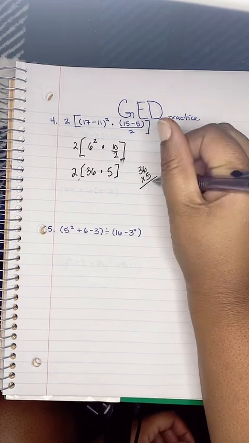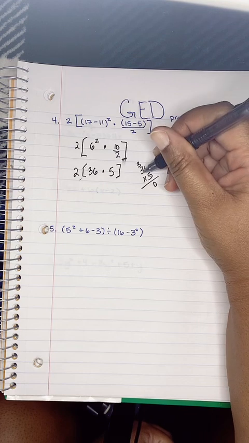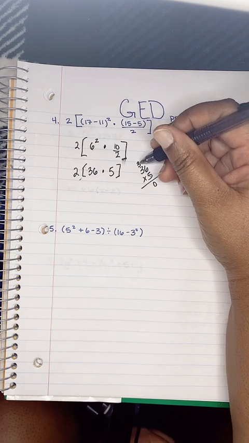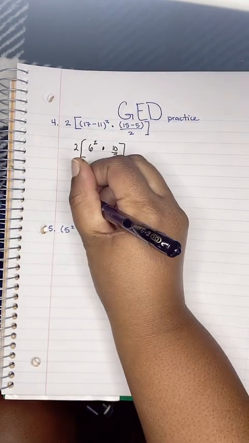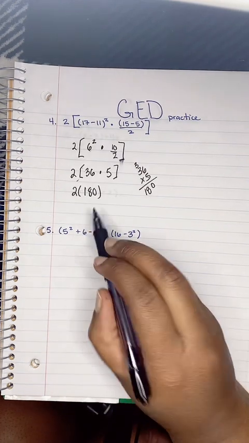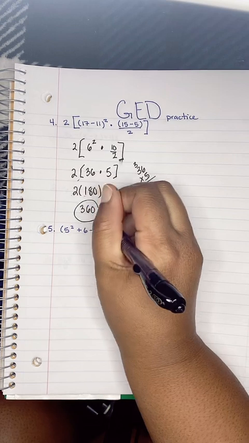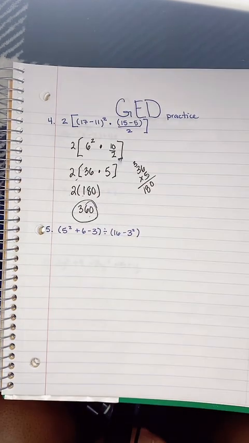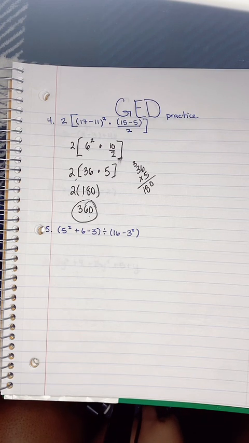So 5 times 6 is 30. We're going to carry this 3. And then 5 times 3 is 15 plus 3. That's going to give us 18. So we get 180 there. Now, 180 doubled, because this is what this is saying. 180 doubled is 360, because that's a circle, a full circle. So I hope you understand. Y'all, thank you. You understand?